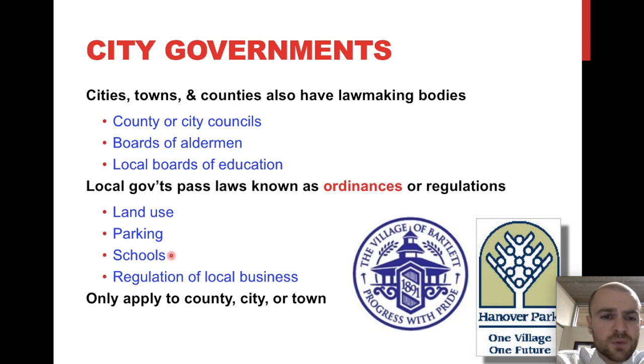Local governments pass ordinances regarding schools, the regulation of local businesses. A city may pass an ordinance that deals with noise regulations. I know that one of my old students at Bartlett High School was concerned that there was a wedding venue opening up right behind their house, and this wedding venue was blasting music way into the night in violation of local noise ordinances. So they had complained, and sure enough, the government had contacted the wedding venue and told them, hey, after a certain time, you got to turn the music down.